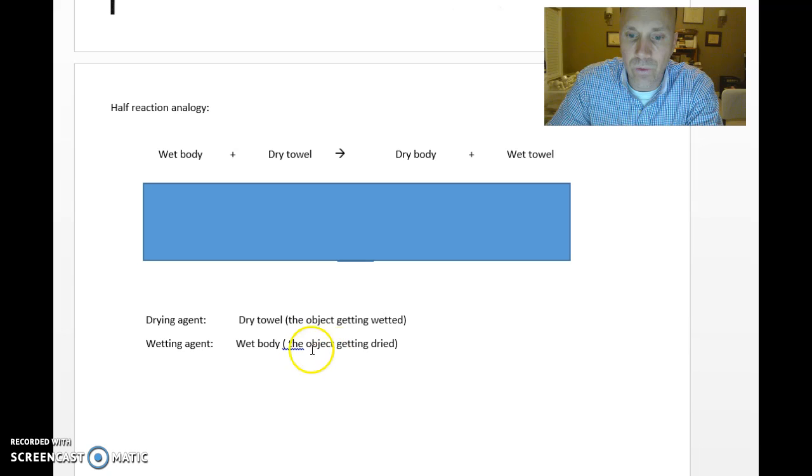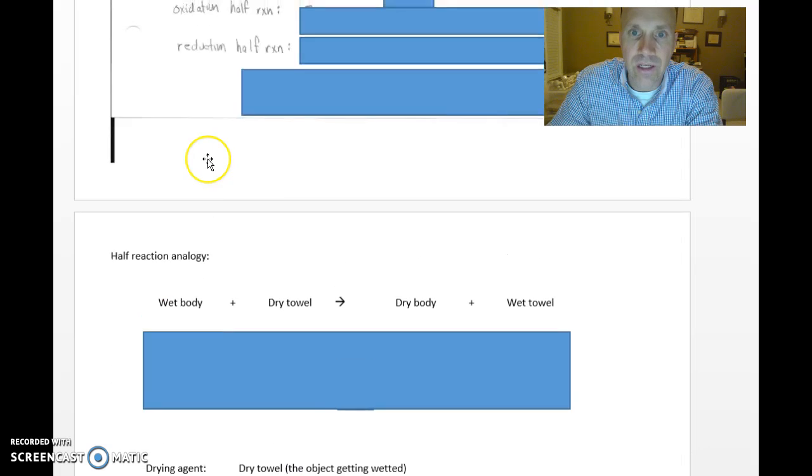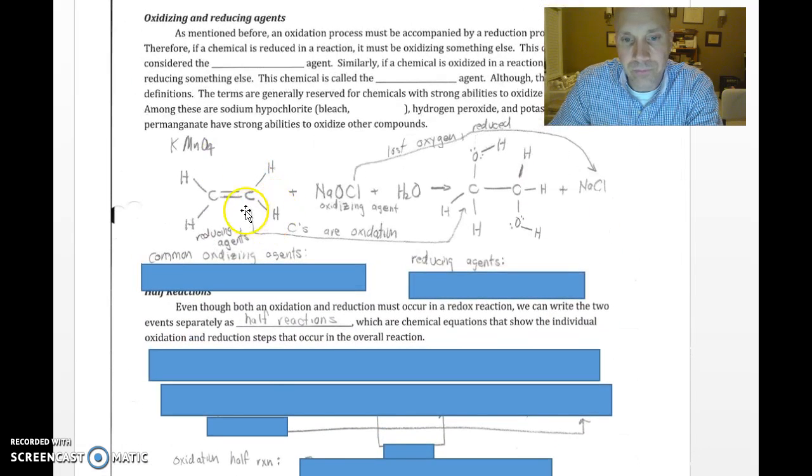All right. So whenever you call something an agent, the opposite is actually happening to it. So that's why whenever an object is being oxidized, well, if it is being oxidized, that means something else has to be being reduced. So if it's being oxidized, that's why it's a reducing agent, because it has to be causing a reduction somewhere else. And the vice versa is true about the oxidizing agent.